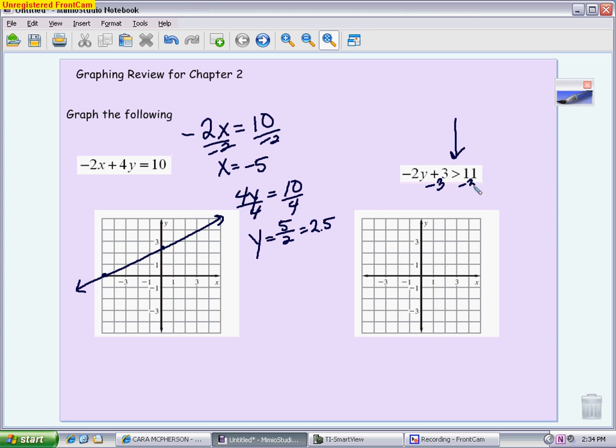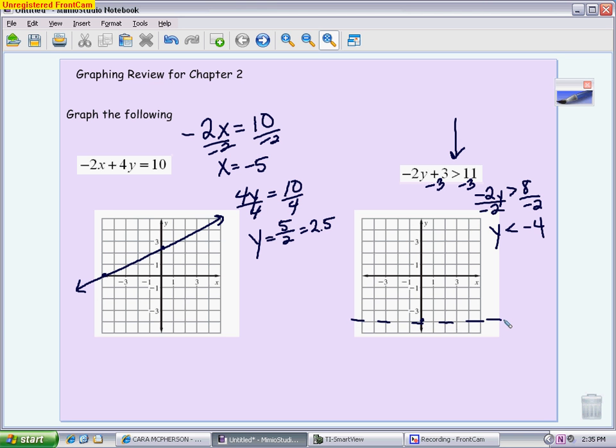So we're going to subtract 3. You get negative 2y is greater than 8. Divide by a negative 2. Because I divided by a negative, I have to switch the inequality. When you have an inequality or an equation that is only with y's, your boundary line is going to be horizontal. So when you graph your boundary line, you're going to go down to negative 4 on the y-axis. Before you draw it, you want to think, since it's an inequality, if you want your boundary line to be dotted or solid. Because it doesn't have the or equal to, it will be a dotted line.